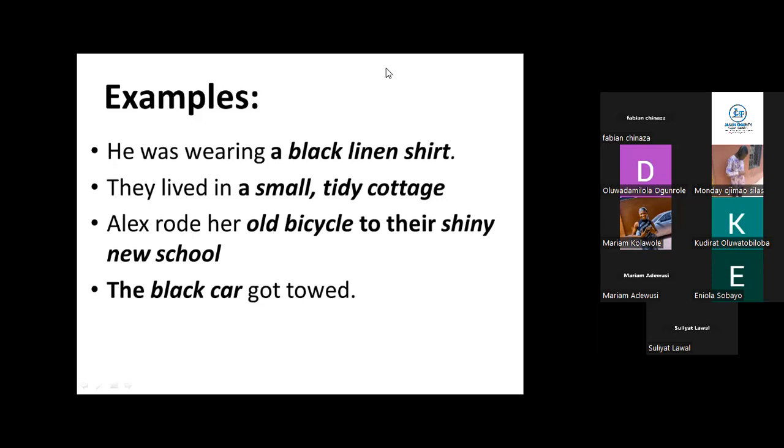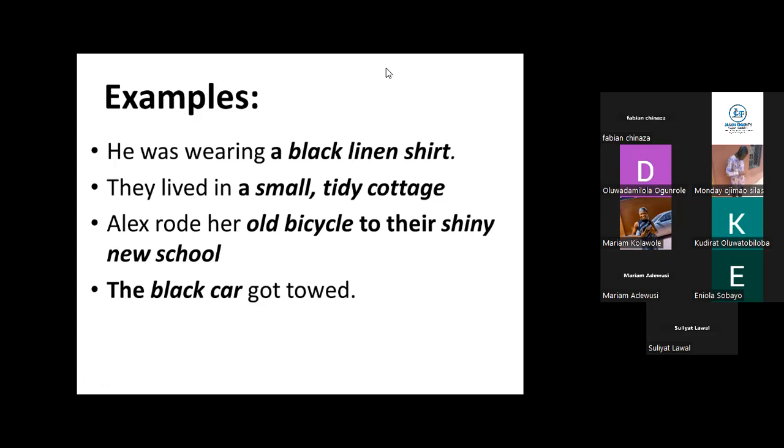Now, the noun phrase is the black car. The black is telling us the color. So we could say the car got towed. But because we want to modify, we want to know the color. So basically, modifiers give more description about the head word that we are using in the phrase, or in any composition that we have.